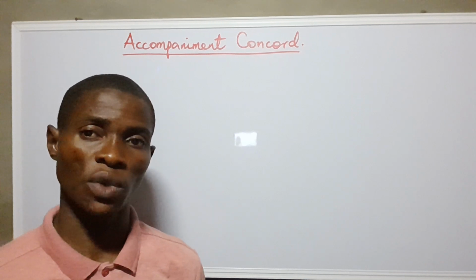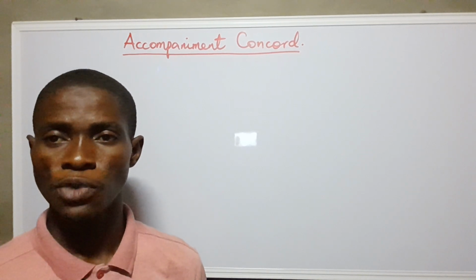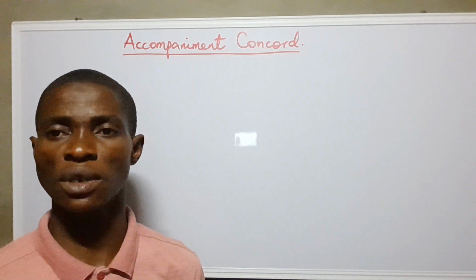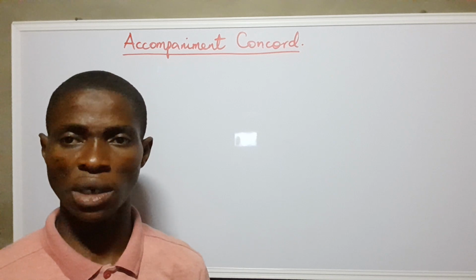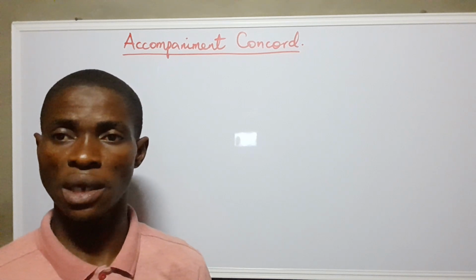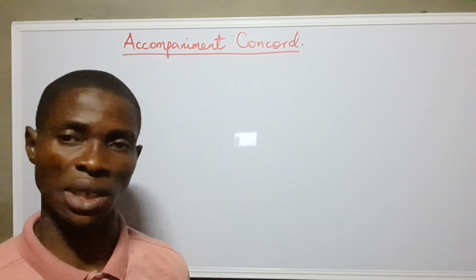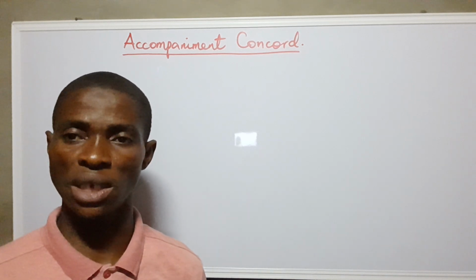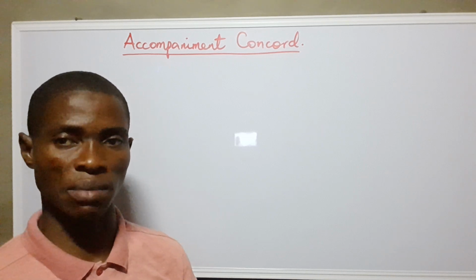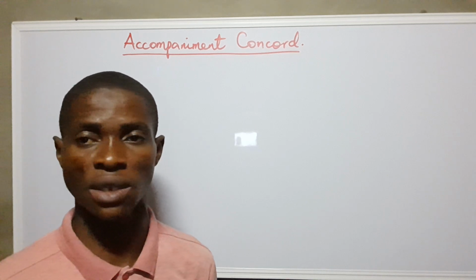This morning, we shall examine what is known as Accompaniment Concord. Speaking of Accompaniment Concord, we are basically referring to a situation where we have a singular subject executing an action in a sentence. But it is not only that singular subject that will be indicated in that sentence. There will be other subjects, basically plural subjects, that are involved in this regard.